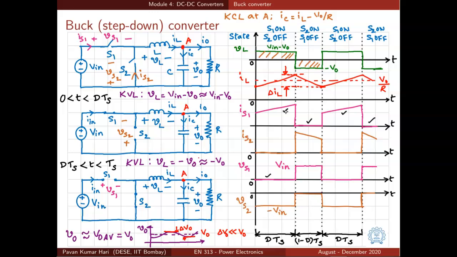And when the switch S1 is off, S2 is on. So look at this second circuit. VS1 is equal to V in. So that is what is shown here. So switch S1 is blocking the input voltage with this polarity.